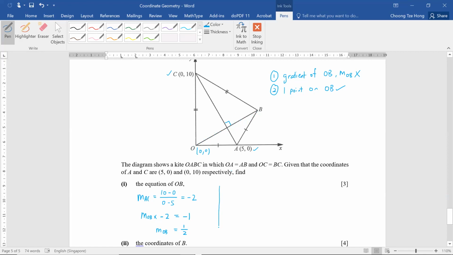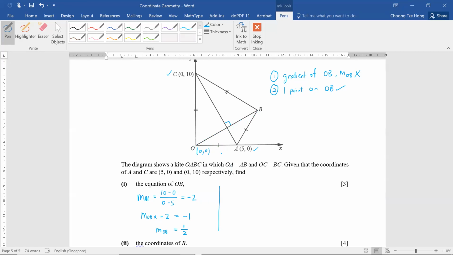Now that we know the gradient of OB, and we know it passes through (0, 0), we can find the equation easily. If you are familiar with this, (0, 0) means the y-intercept is 0. So technically, you can straight away write out the equation of OB is y equals to half x.